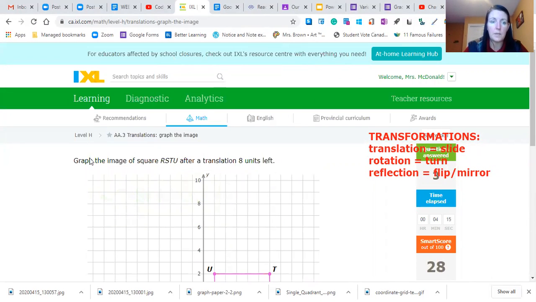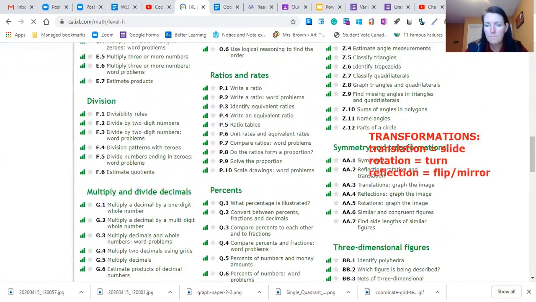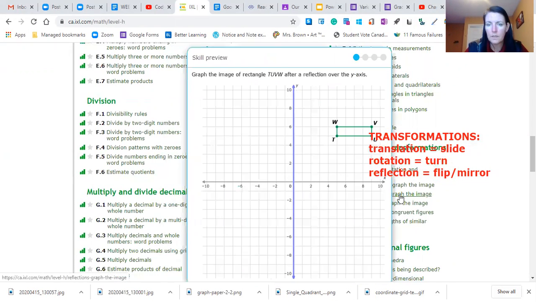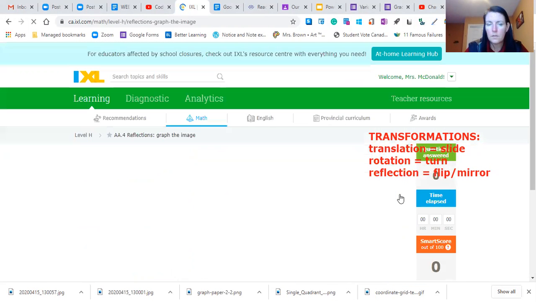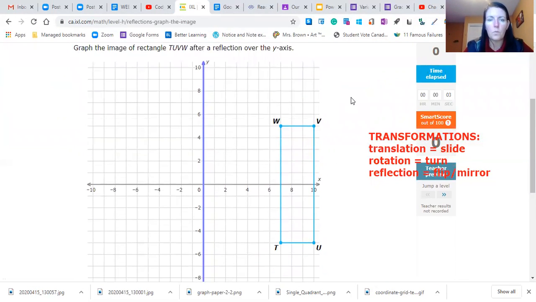So let's move on to AA4, where we're going to be doing reflections. And on Monday, we will look at rotations. So reflecting is good. Just what you need to keep in mind is where you are reflecting over. So this question's asking graph the image of a rectangle PUVW after a reflection over the y-axis.